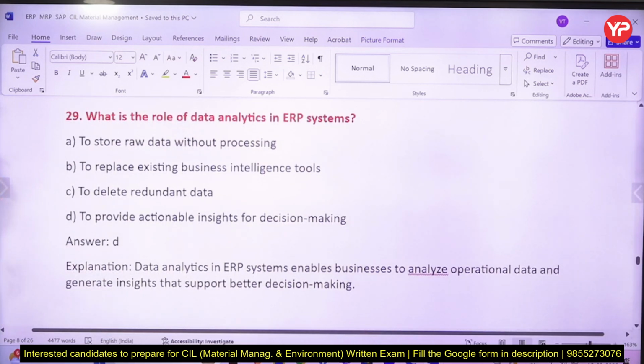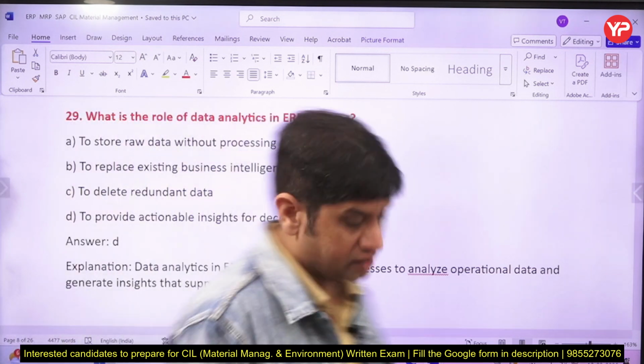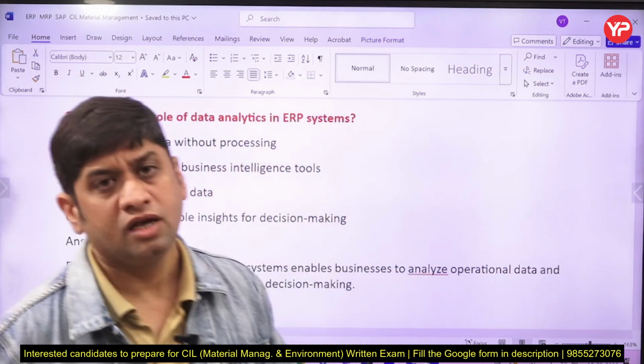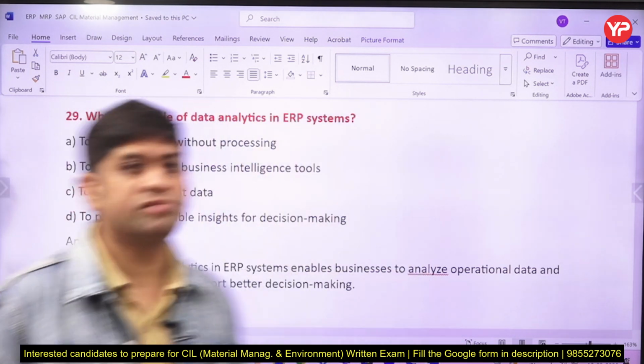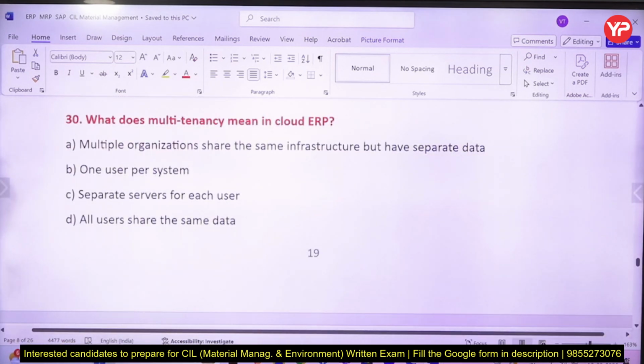What is the role of data analytics in ERP? Data analytics always helps in better decision making. You will get better insight, you will get the operational information. So data analytics always helps you to make the right decision. Decision making gets improved. Multi-tenancy means, what is multi-tenancy in cloud ERP?